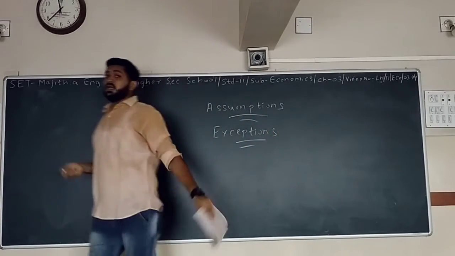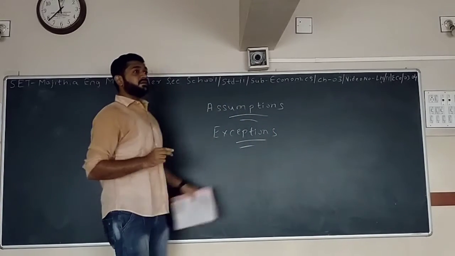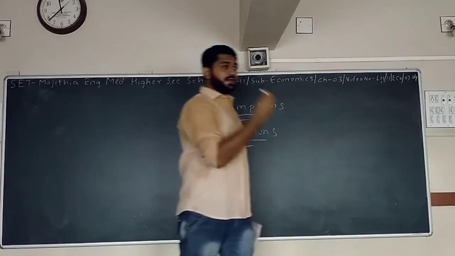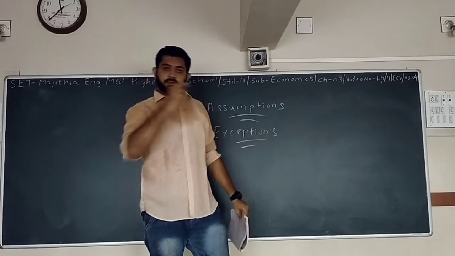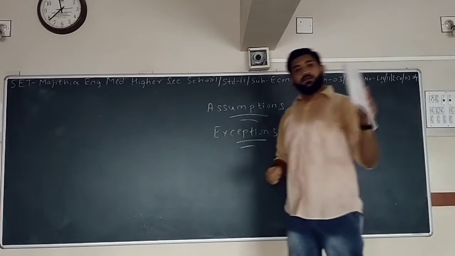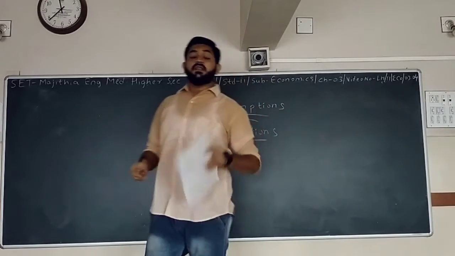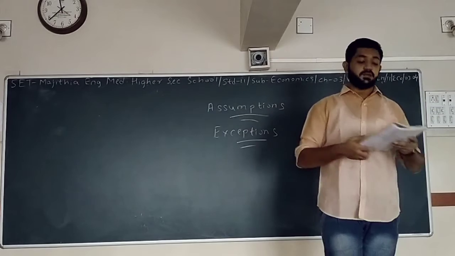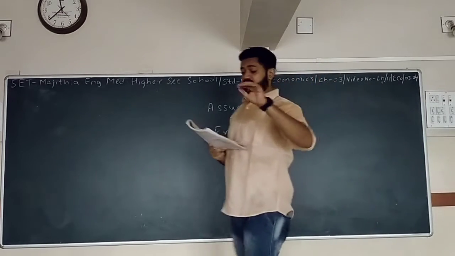In the assumption, we keep things similar, and we say that if the price rises, demand falls; if the price falls, demand rises. But in the exceptions it is the opposite. When the price of a good falls, demand will also fall. When the price of a good rises, demand will also rise. This part we can call the exceptions. Here they have specified 5 exceptions.